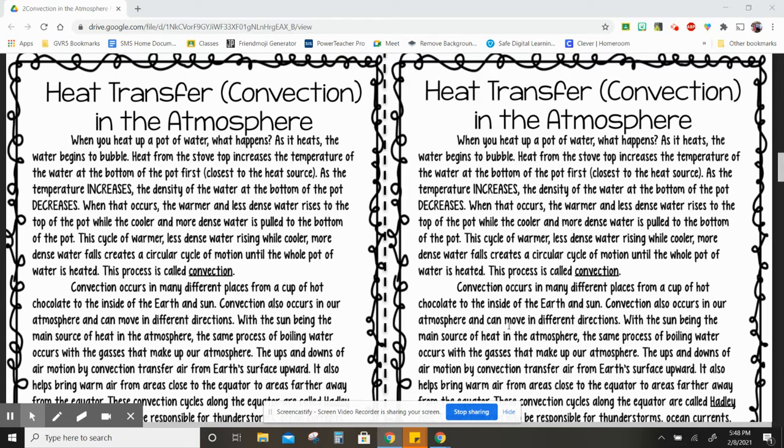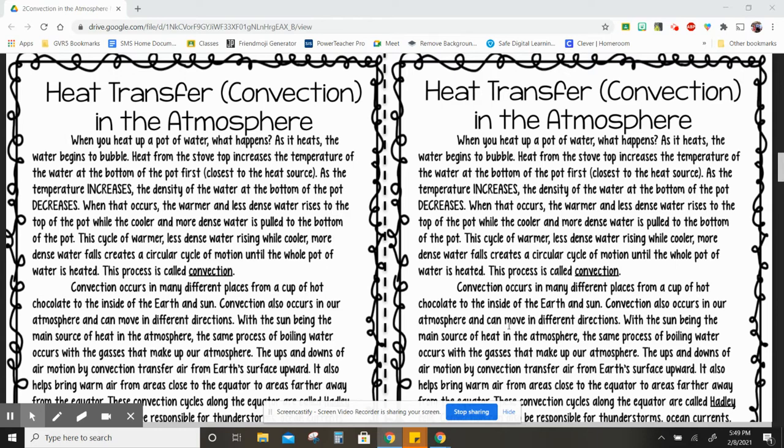Heat from the stovetop increases the temperature of the water at the bottom of the pot first, closest to the heat source. As the temperature increases, the density, remember we talked about this in class, the compactness of an object, the density of the water at the bottom of the pot decreases. When that occurs, the warmer and less dense water rises, just like we saw in class with the balloon, to the top of the pot, while the cooler and more dense water is pulled down to the bottom.